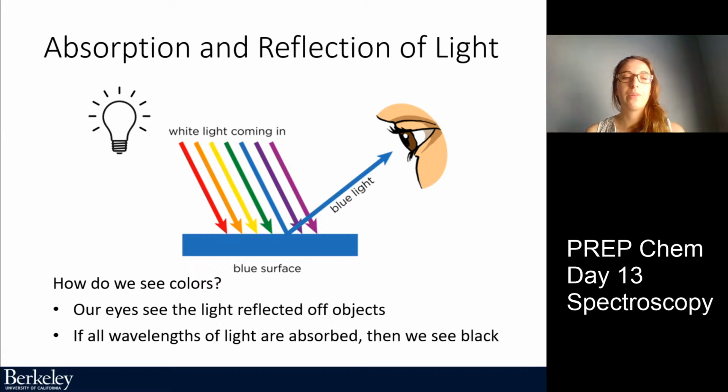Here's one more example. So say we still had our same light bulb that was shining light onto a blue surface this time. So again, we would have all of the colors of the rainbow coming and hitting that blue surface. However, all of those colors would be absorbed except for blue. And then the blue light would hit this blue surface and it would reflect off that surface. And then what our eyes actually see is this blue light.